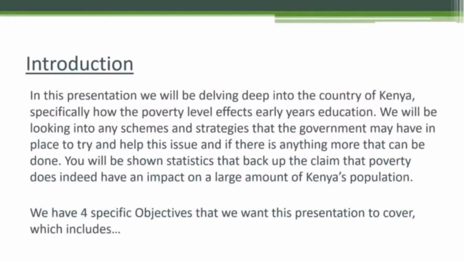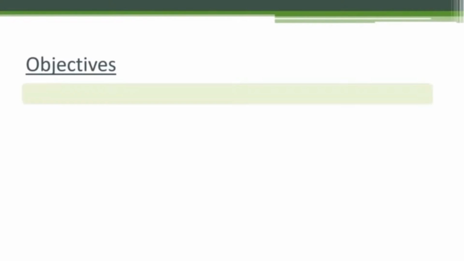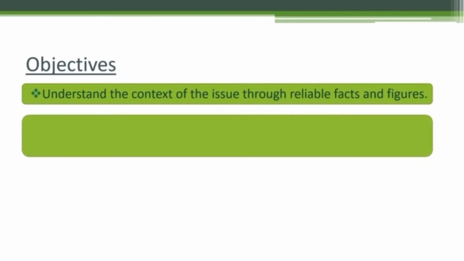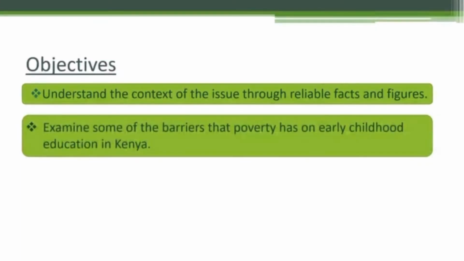This film will include 4 very specific objectives, which include understanding the context of issues through reliable facts and figures. This will include statistics about poverty and early years education, not just in Kenya, but globally. Examine some of the barriers that poverty has on early childhood education. Here we'll be looking into specific home lives and how your socio-economic status affects a child's education, specifically in Kenya.